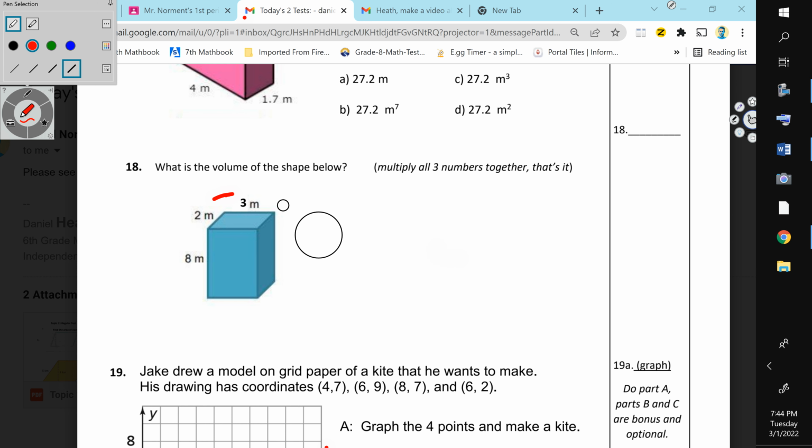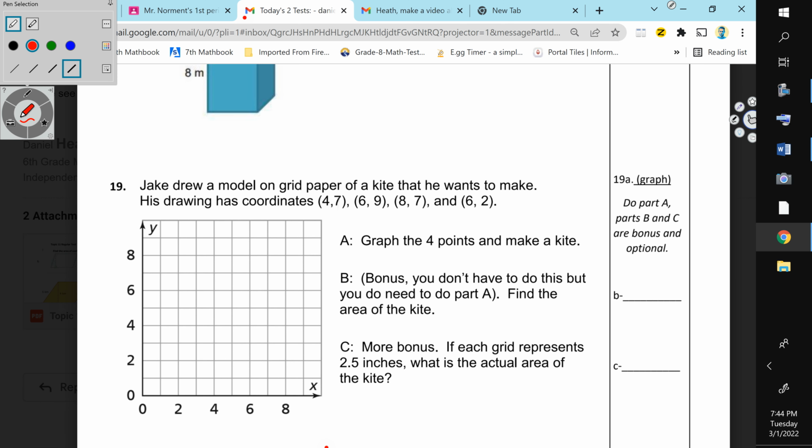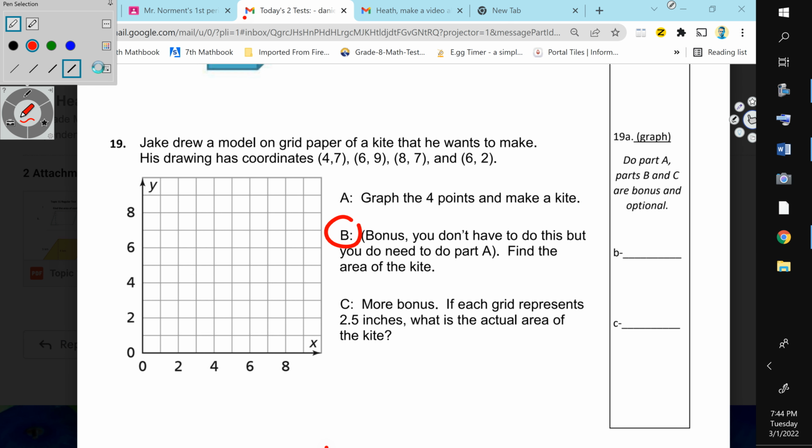And then, last but not least, number 19, you've got 4 points to make. That is not bonus. The bonus is this and this. This is not bonus. So I'm only going to do one of these for you. I will do this coordinate. You need to do these 3 on your own. Listen to what I'm saying, okay?